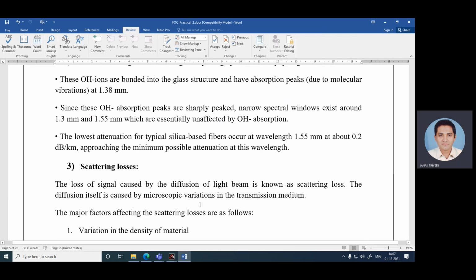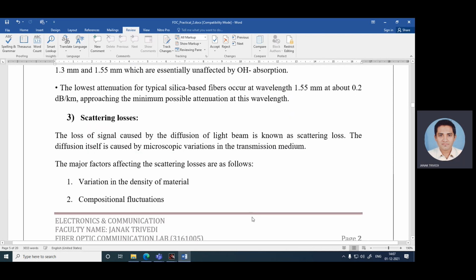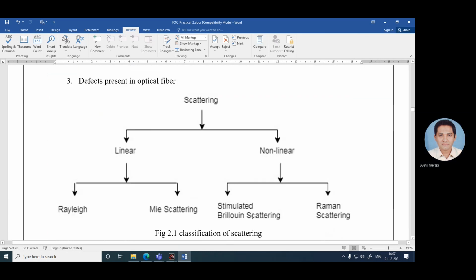Third is scattering loss. The loss of the signal caused by diffusion of the light beam is known as scattering loss. The diffusion itself is caused by microscopic variation in the transmission medium. The major factors affecting the scattering loss are as follows. First is a variation in the density of material. Second, composition fluctuation. And third, defects present in the optical fiber.